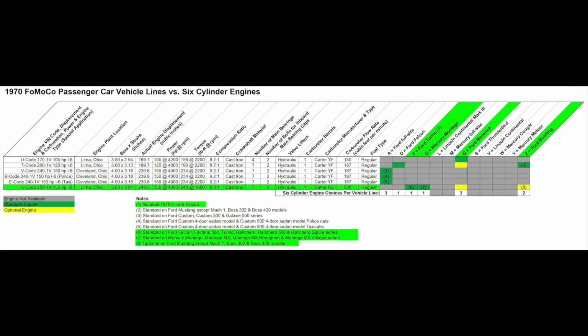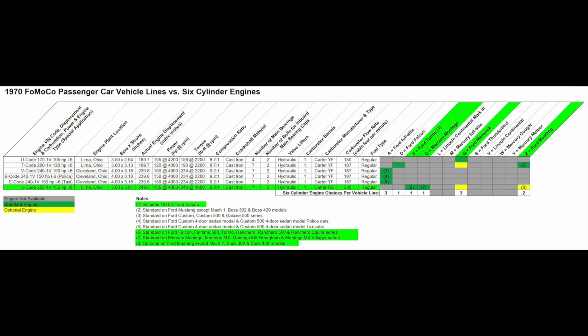The L-code 251-barrel inline-six engine, per notes 1 and 6, was standard in the 1970.5 Ford Falcon and 1970 Ford Fairlane 500, Torino, Ranchero, Ranchero 500, and Ranchero Squire series, vehicle line F. Per note 7, it was standard in the 1970 Mercury Montego, Montego MX, Montego MX Brougham, and Montego MX Villager series, vehicle line G. It was an option in the 1970 Ford Maverick, vehicle line Q.